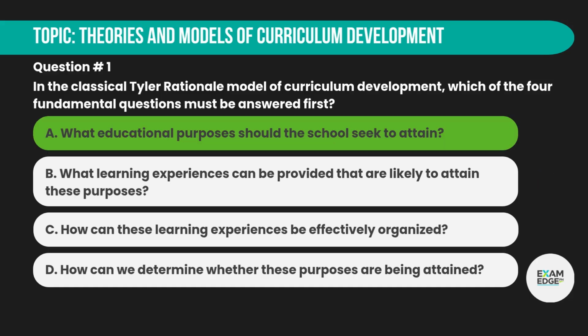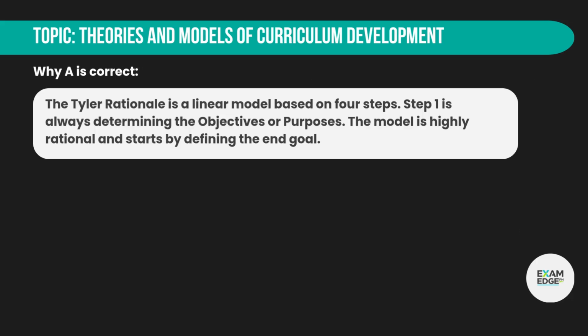Correct answer: A. What educational purposes should the school seek to attain? Why A is correct. The Tyler rationale is a linear model based on 4 steps. Step 1 is always determining the objectives or purposes. The model is highly rational and starts by defining the end goal.